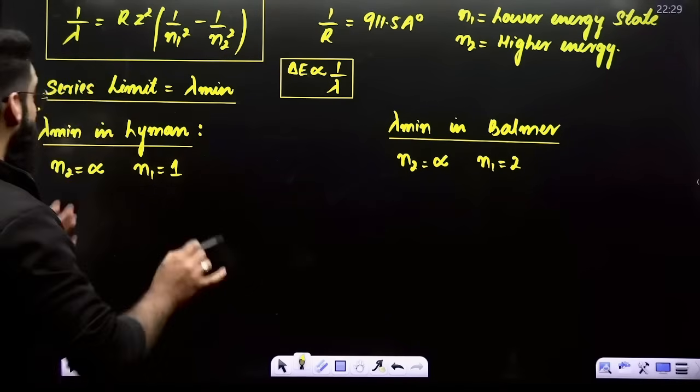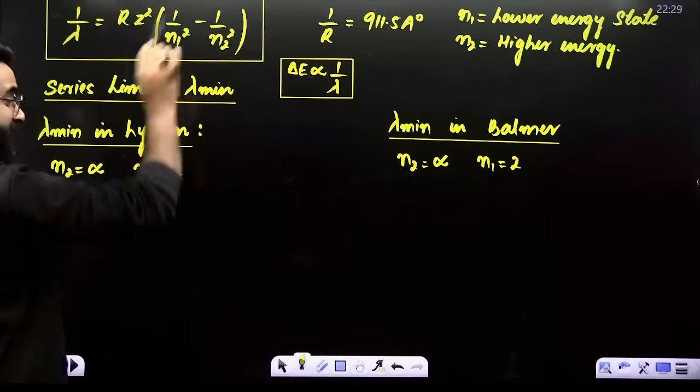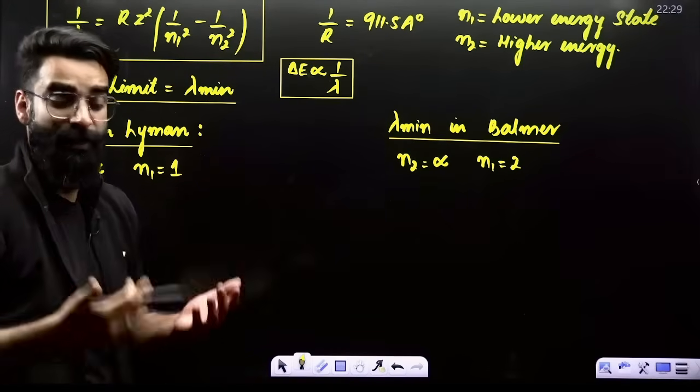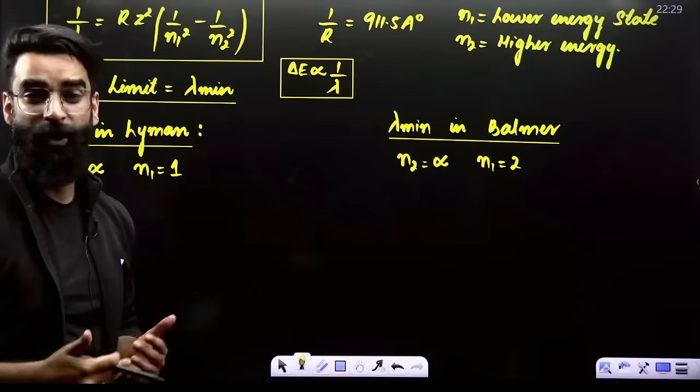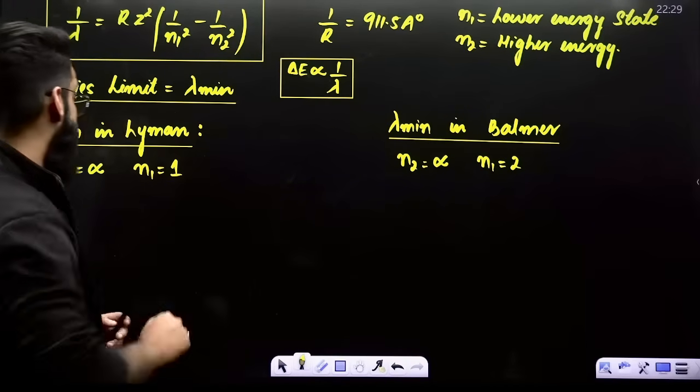My dear students, first of all, you must have heard about this particular formula, which is the Rydberg's formula. And with the help of this Rydberg's formula, you can calculate easily the wavelength emitted or absorbed by the electron when the electron makes a transition. Now here comes the point.